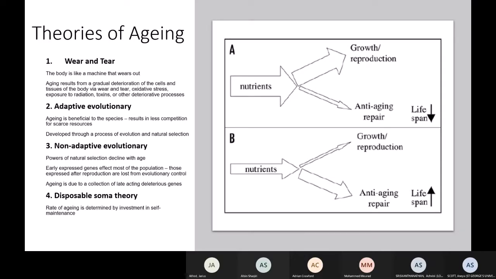And disposable soma theory is one that, as in the question, says that we've got a finite set of resources and our lifespan depends on how much of our resources we invest in growth and reproduction versus self-maintenance, so anti-aging repair in the picture here. And it fits in with the fact that rabbits reproduce loads, don't invest much in their self-maintenance, and they have a short lifespan, whereas larger mammals who don't reproduce as much invest a bit more in their self-maintenance, and they have a longer lifespan. These theories, I think it's probably not going to come up too much, but they're just worth knowing about.